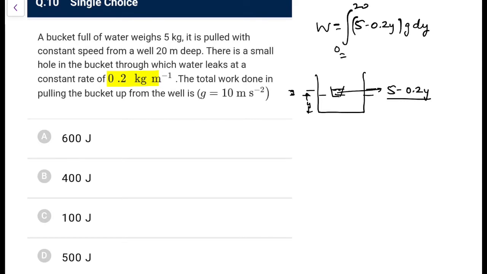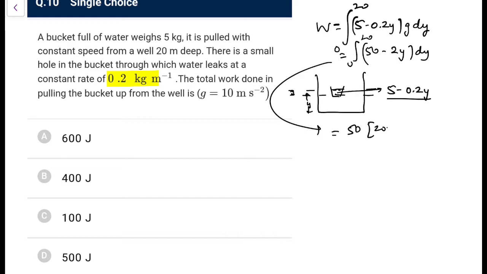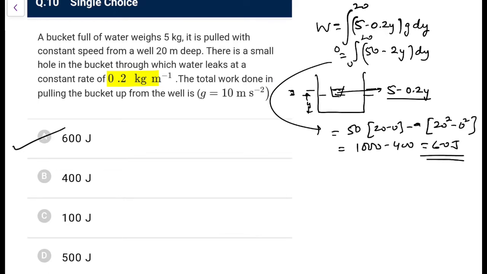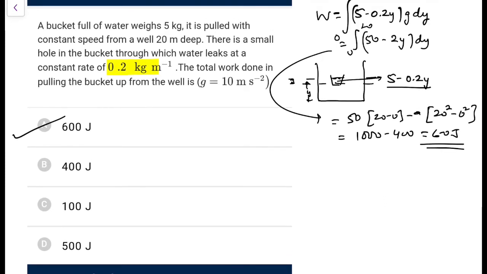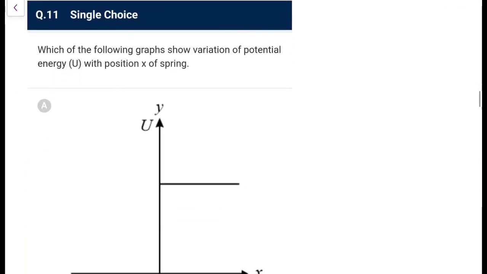So what we have now, this would be 5 into 10, 50. So 50 minus 2y dy from 0 to 20. If you do that integration, it would be 50y from 0 to 20, minus 2y, that would be y square, so 20 square minus 0 square. So 50 into 20, that is 1000, minus 400. So the work done would be 600 joules. Go for option A in this particular case. So it's a nice one. You have to take care, the mass is not constant, mass is varying. So this is a varying mass problem.